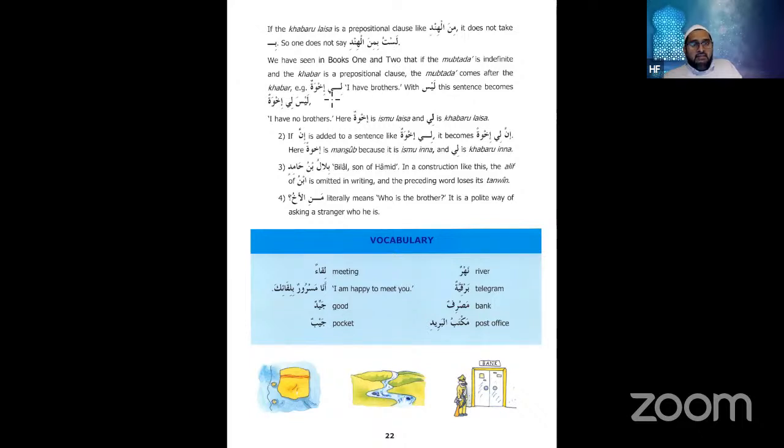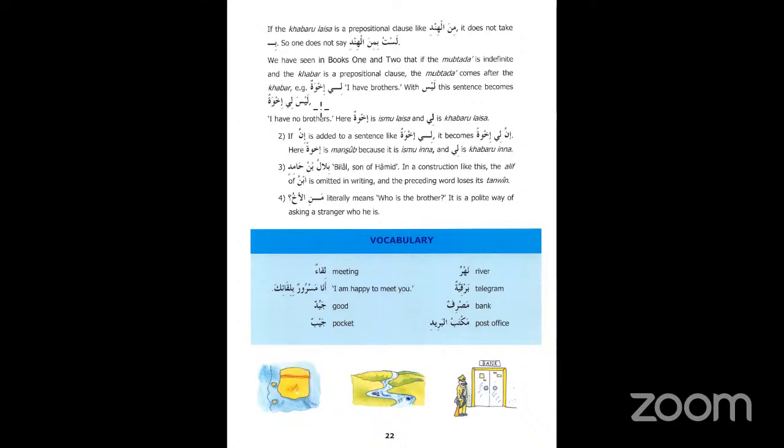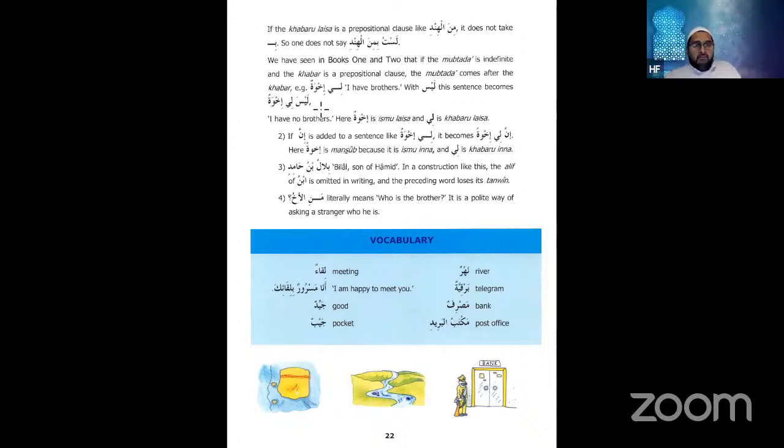So over here, li ikhwatun. Here what's happening is that the jar and majroor, li means for me, is coming before the mubtada. Why? Because the word ikhwatun is coming with a tanween, and tanween is a sign of the noun being a common noun, indefinite. So if it's indefinite, then the khabar comes before the mubtada. Yeah, that's right.